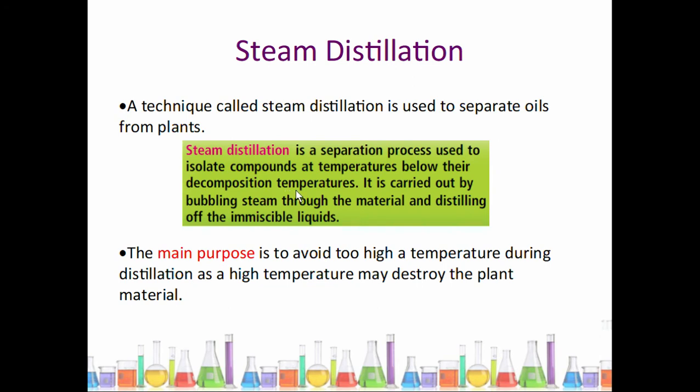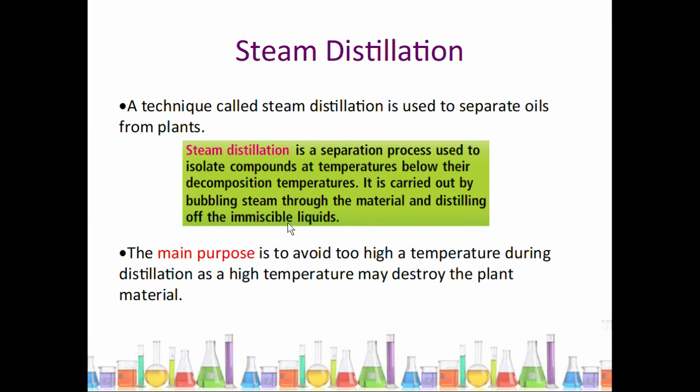That's very important. So if you were to do normal distillation or just try to extract the oil by heating up the plant, then you would end up with a temperature that's too high and it would cause the plant and the oils to decompose. And it's carried out by bubbling steam through the plant material and distilling off the immiscible liquids. So it's used to collect oils because oil and water, which is what steam is, are immiscible.